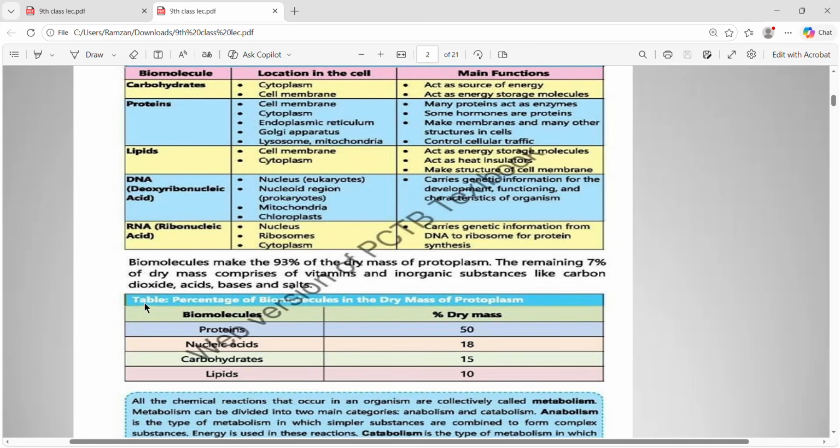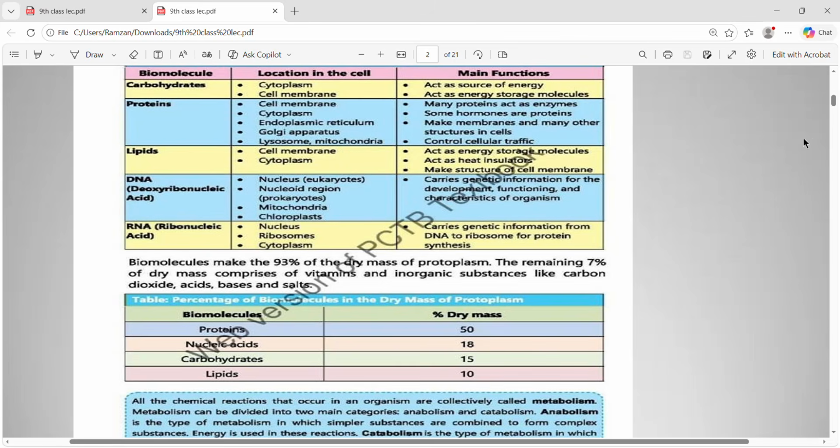Next we will discuss another table, the percentage of biomolecules in the dry mass of protoplasm. First of all, protein is present in 50% of the dry mass of the protoplasm, then nucleic acids are present in 18%, carbohydrates are present in 15%, and lipids are present in 10%. All of these values are very important from your paper point of view for MCQs.